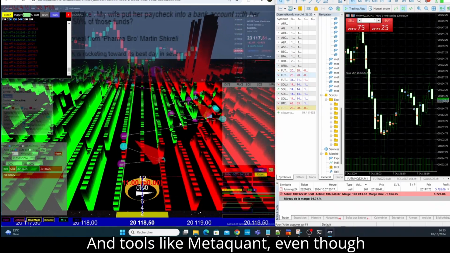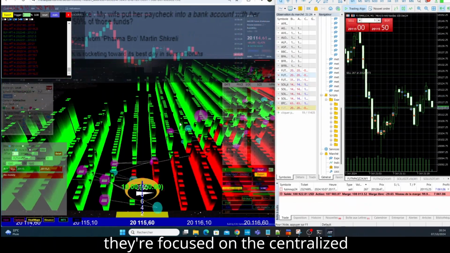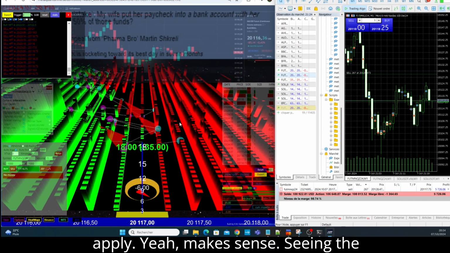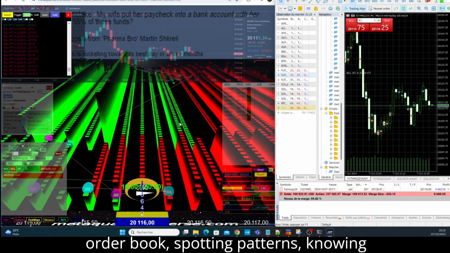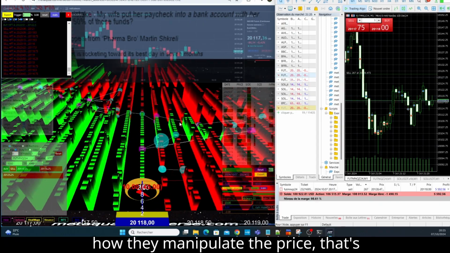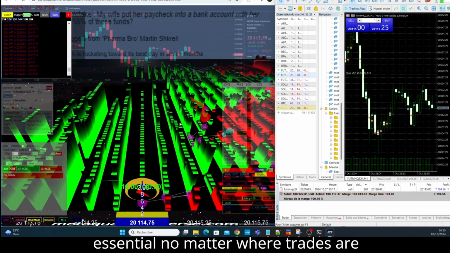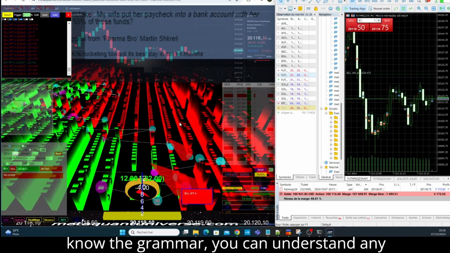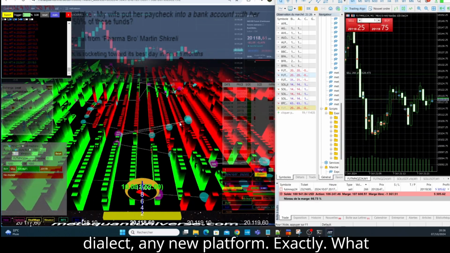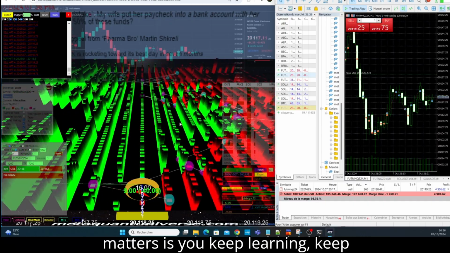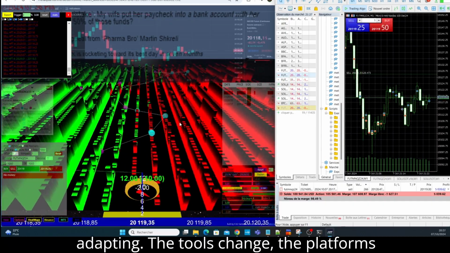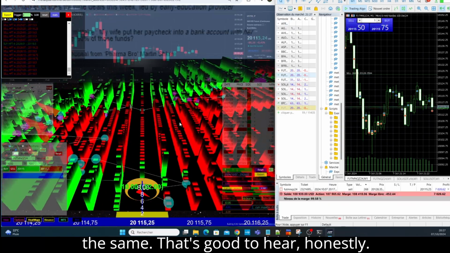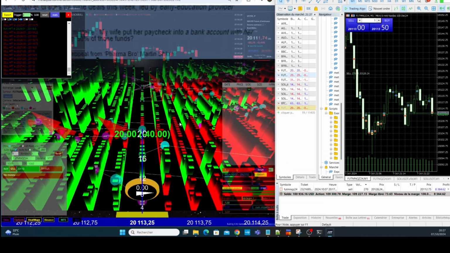And tools like MetaQuant, even though they're focused on the centralized exchanges now, those skills still apply. Yeah, makes sense. Seeing the order book, spotting patterns, knowing how they manipulate the price, that's essential no matter where trades are happening. It's like learning the language of the market, right? Once you know the grammar, you can understand any dialect, any new platform. Exactly. What matters is you keep learning, keep adapting. The tools change, the platforms change, but trading, the core of it stays the same. That's good to hear, honestly.